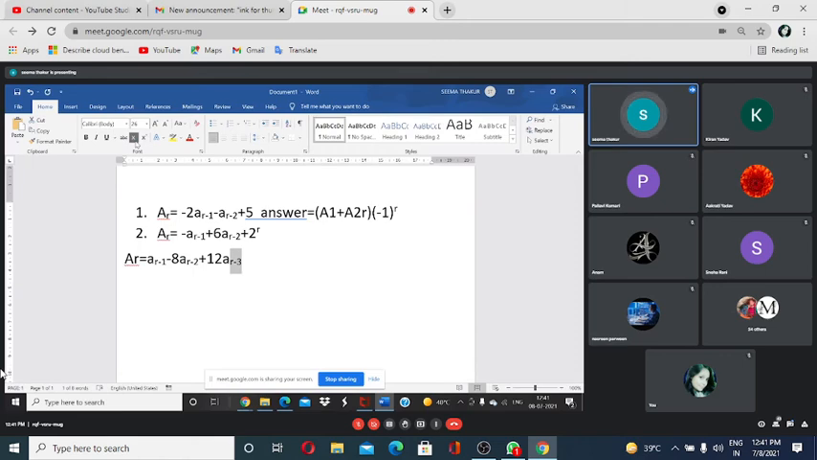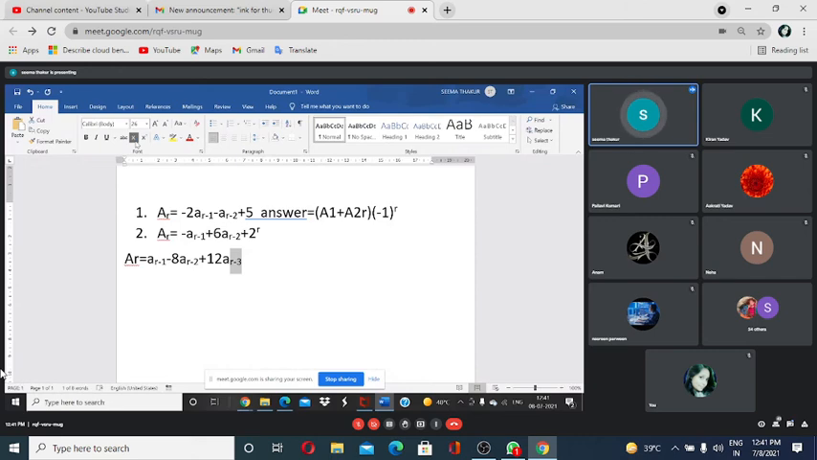So are you able to find the roots of this equation, that is 2, 2, minus 3? Yes, ma'am. So how will you write the homogeneous solution of this equation? Ma'am, A1 plus A2r into 2 raised to power r plus A3 into minus 3 raised to power r. Okay, fine. Correct.